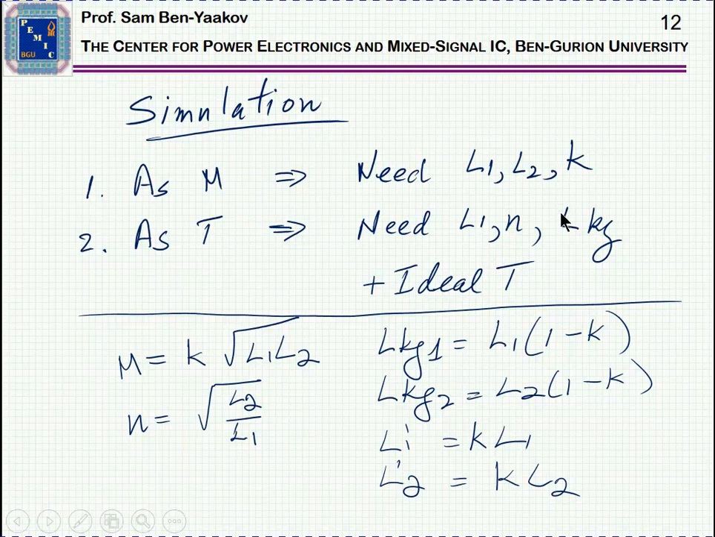we need information about the leakage inductances, either lumped or on one side or the two sides, and we have to implement an ideal transformer. Now, these two, of course, are connected by the equations that I've already talked about. M is K times the square root of L1 L2, N is the square root of L2 over L1. The leakage is 1 minus K times the inductance, and the residual inductance, after we have chopped off the leakage, is K over L1 and K over L2.